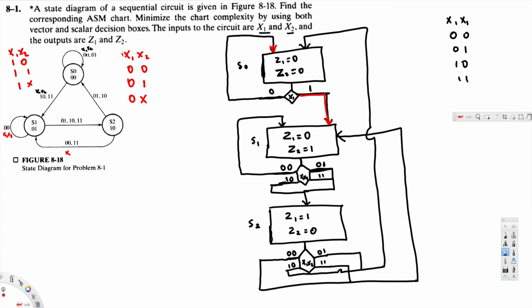If it depends on just one thing alone, then we can use the scalar decision box. Or, if you want, you can also use the vector decision box. But if you want to minimize the complexity, we can use the don't care and reduce the complexity by simply putting one input. Otherwise, if you put the vector box like this for this one, it's not wrong, but it's not minimizing the complexity. So according to the question, this is the correct way to answer.